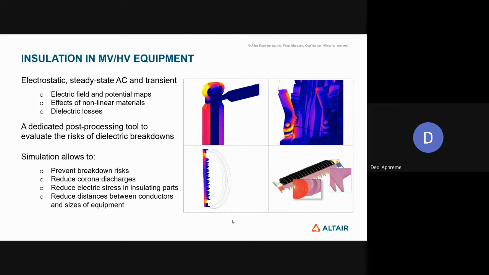So you can see the effects of nonlinear materials, which are being used more and more today in insulators, and even the dielectric losses that you would incur by using these materials, and the potential maps and the electric fields and all of those things.